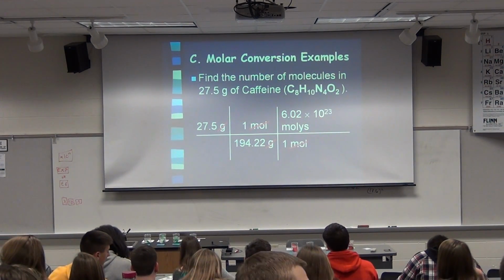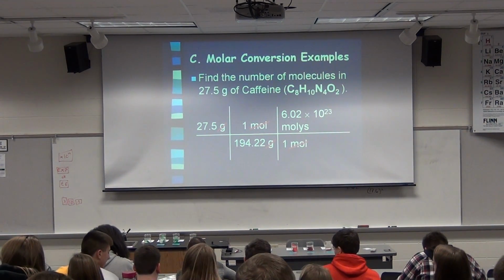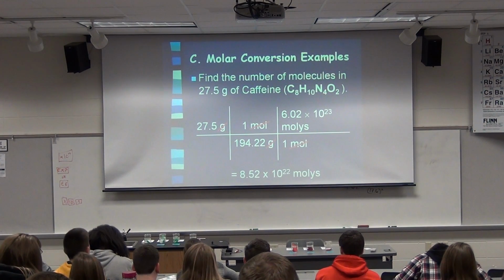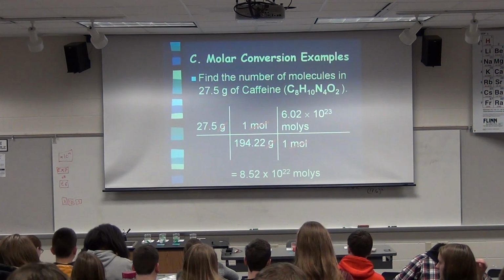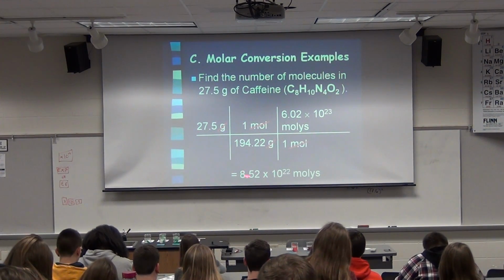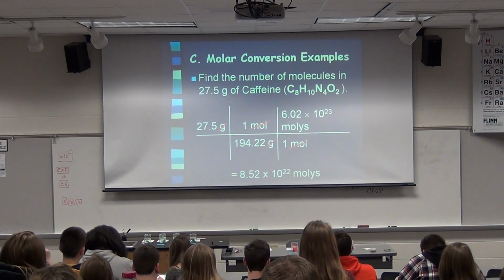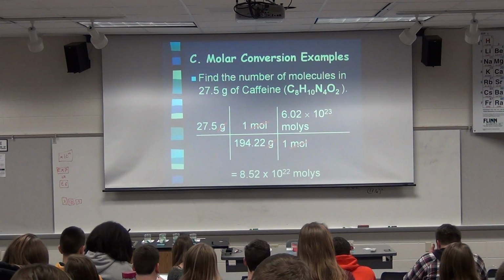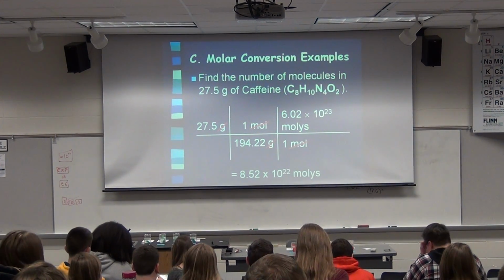27.5 times 6.02 times 10 to the 23rd divided by 194.22, that gives 8.52 times 10 to the 22nd. Sig figs, we got 3 to start. We're going to round our final answer to 3. All good?